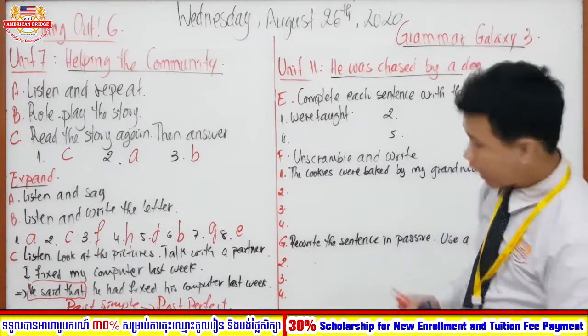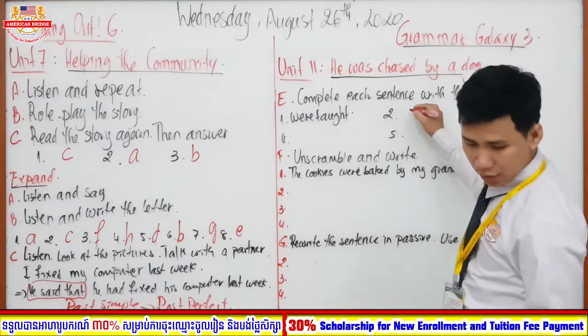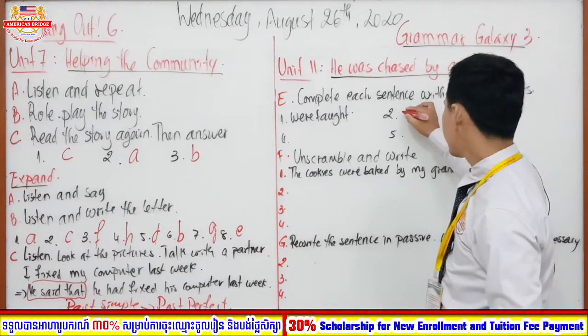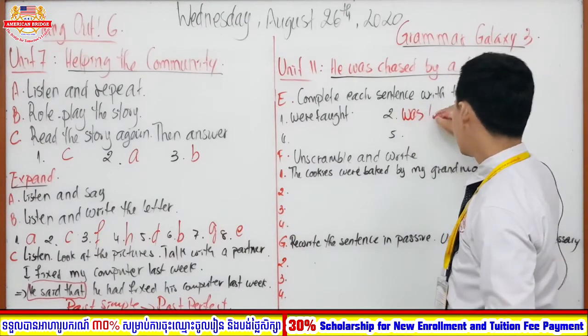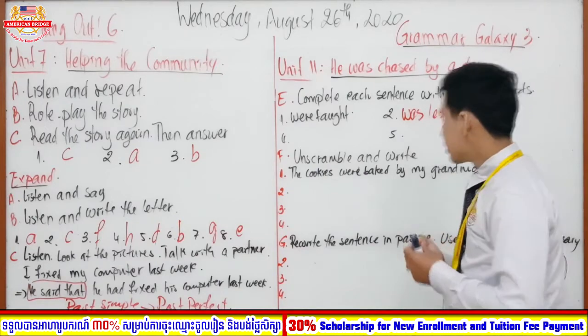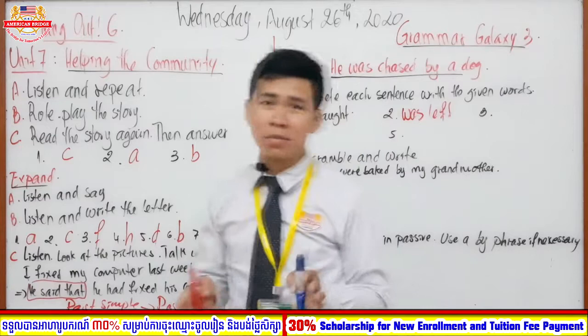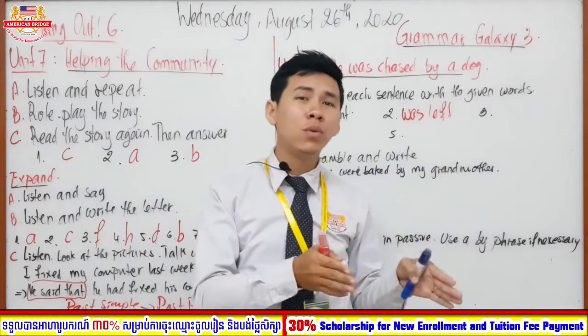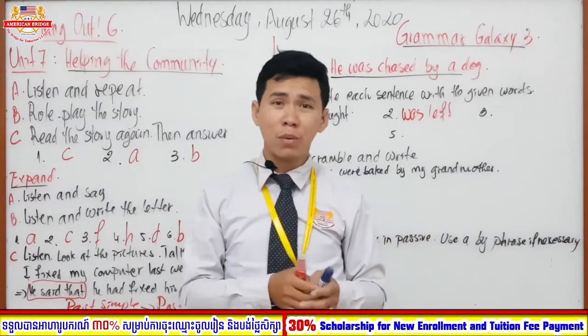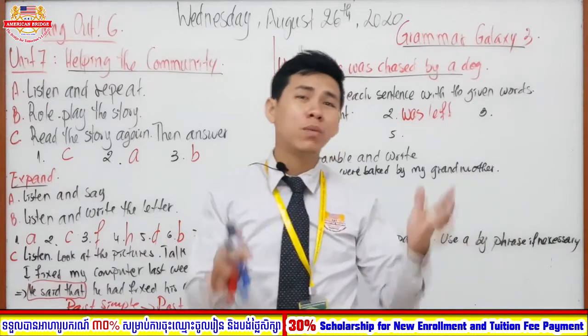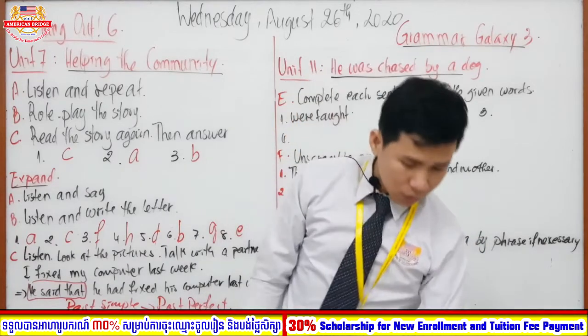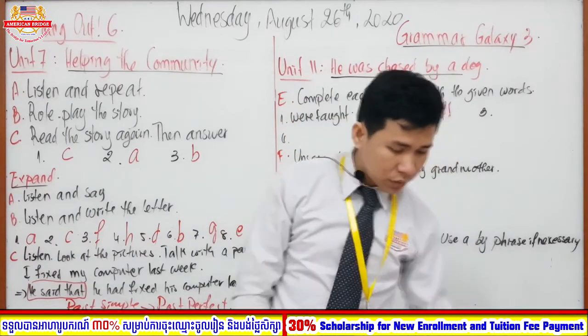Very good, right? A gift was left. Okay, right? Because in a passive sentence it must appear with to be, was, plus verb 3. So verb 1 here we change to verb 3. Okay, right? And then let's move to number 3.